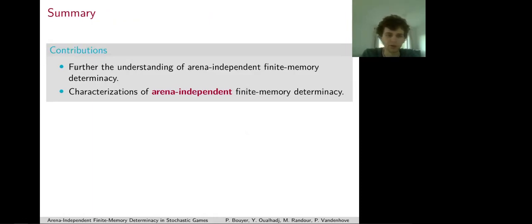Our contributions, I would say, is to further the understanding of arena-independent finite memory determinacy, this time in stochastic games, thanks to characterizations of arena-independent finite memory determinacy.